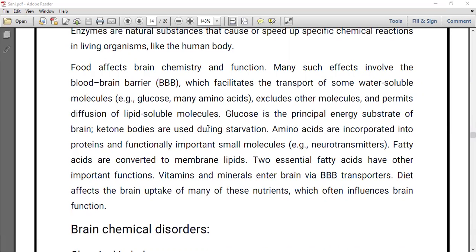Amino acids are incorporated into proteins and function as important small molecules, such as neurotransmitters. Fatty acids are converted into membrane lipids, and two essential fatty acids have other important functions. Vitamins and minerals enter the brain via the BBB, the blood-brain barrier. Diet affects the brain uptake of many of these nutrients, which often influences brain function.